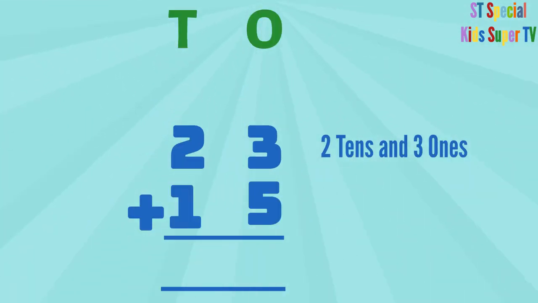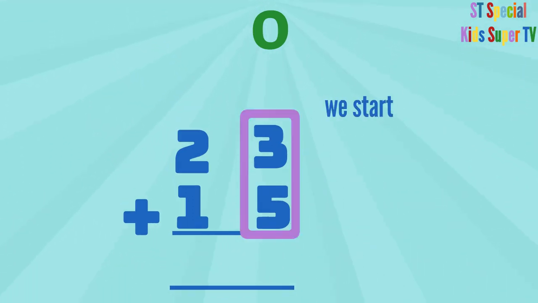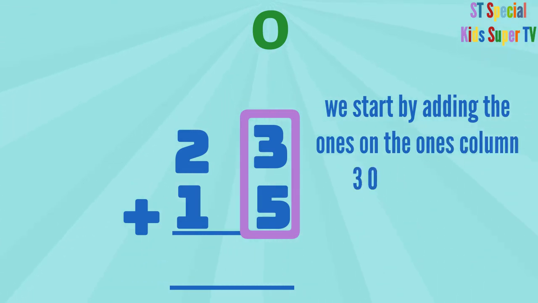Let's calculate 23 plus 15. 23 has 2 tens and 3 ones, while 15 has 1 ten and 5 ones. We start by adding the ones on the ones column. 3 ones plus 5 ones.